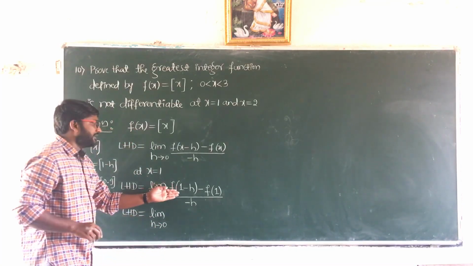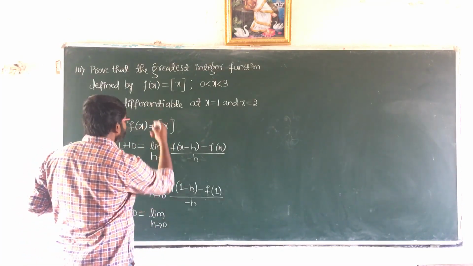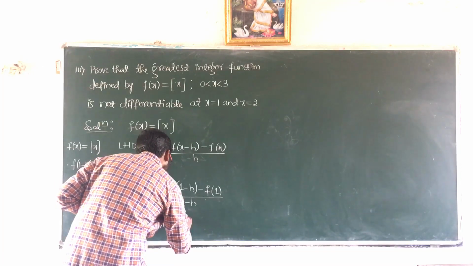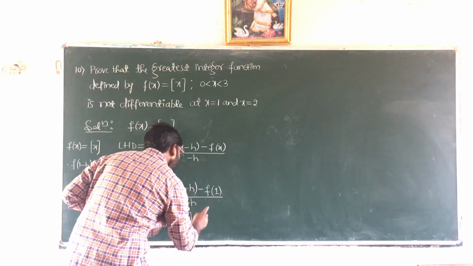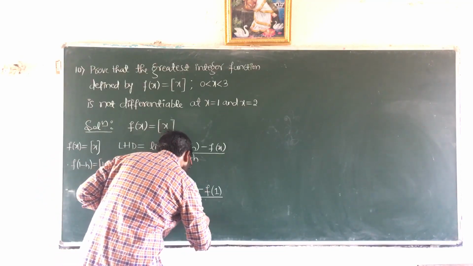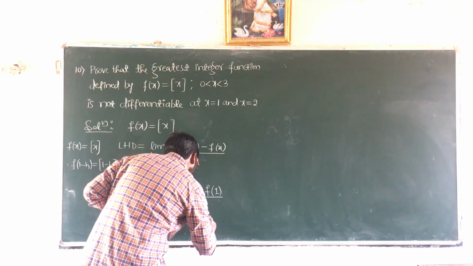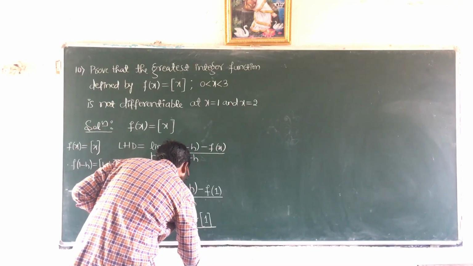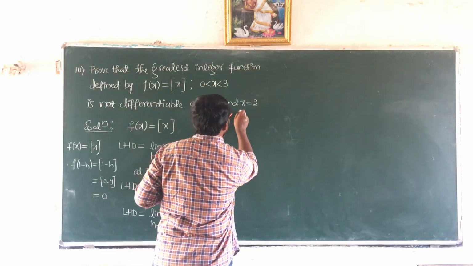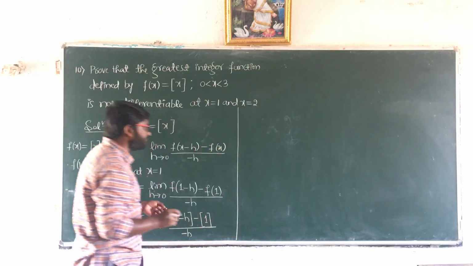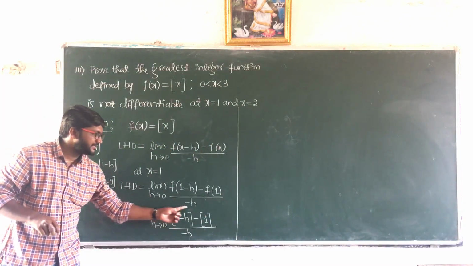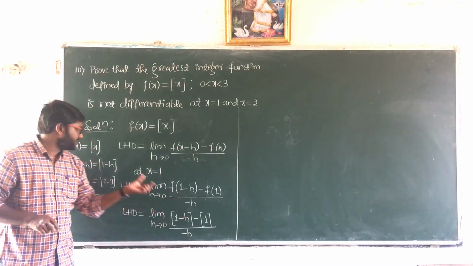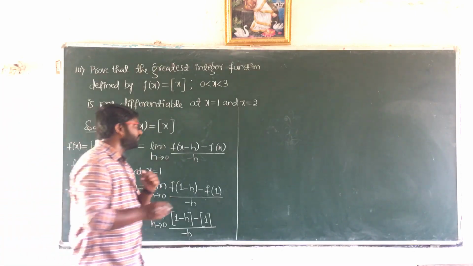So now what is f of 1 minus h? It is greatest integer of 1 minus h. Greatest integer of 1 minus h minus f of 1, which is greatest integer of 1, divided by minus h. In the next step, we have to replace the values of greatest integer of 1 minus h and greatest integer of 1. What is the greatest integer of 1 minus h? It is 0. That I will have to write here.